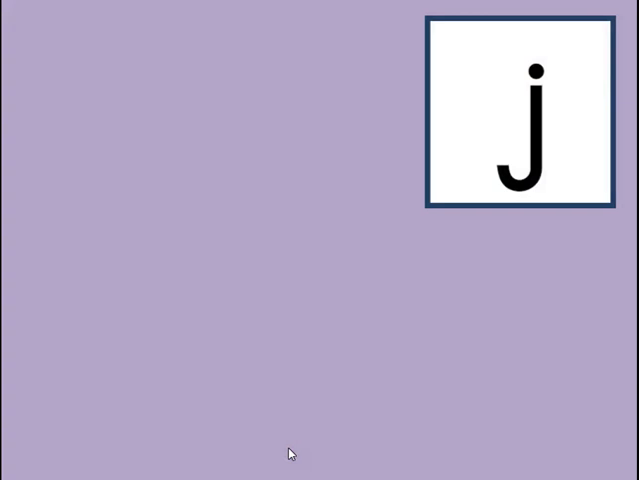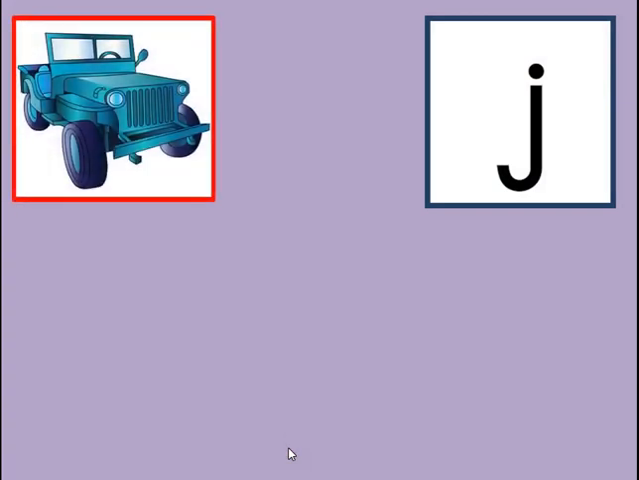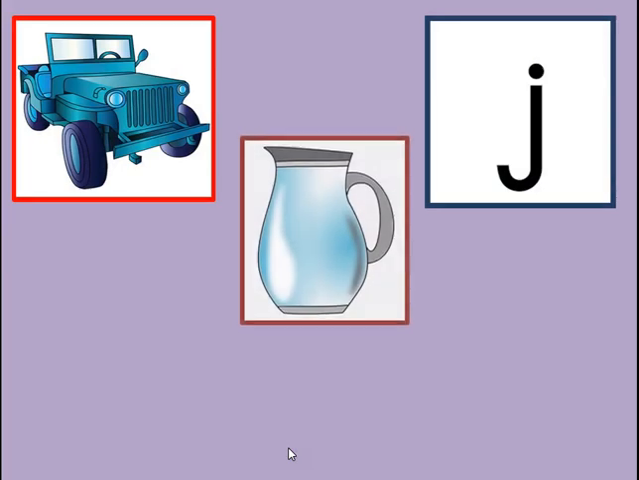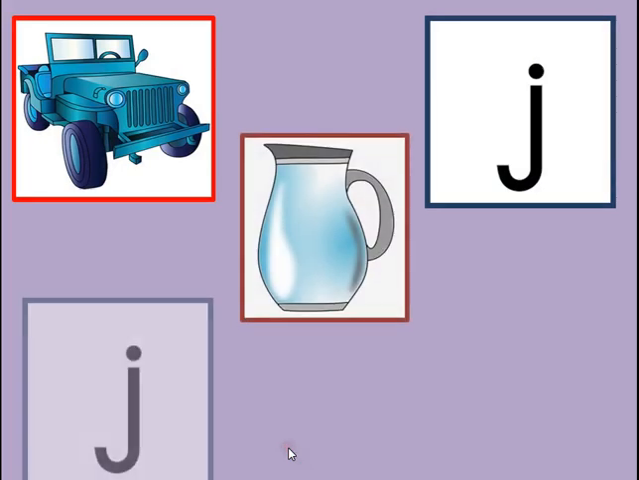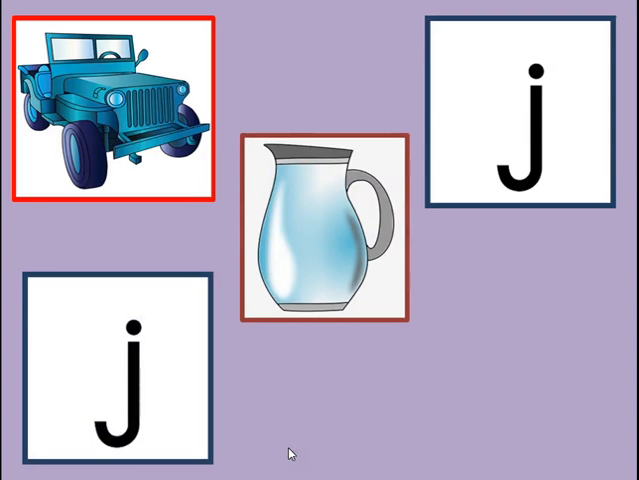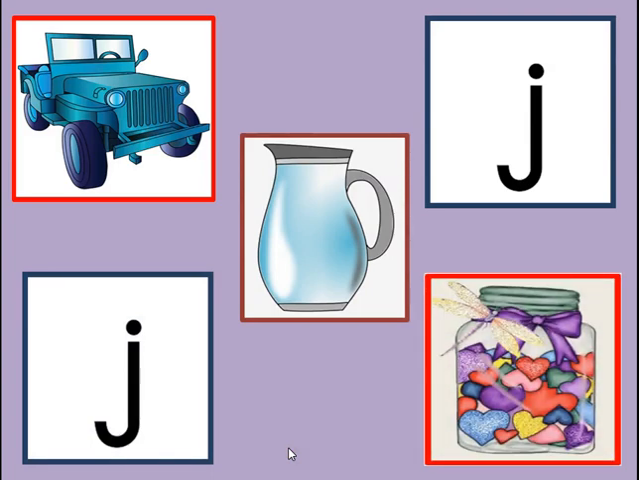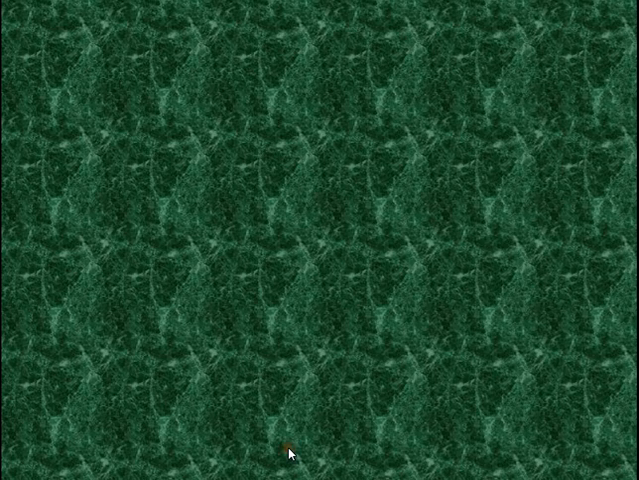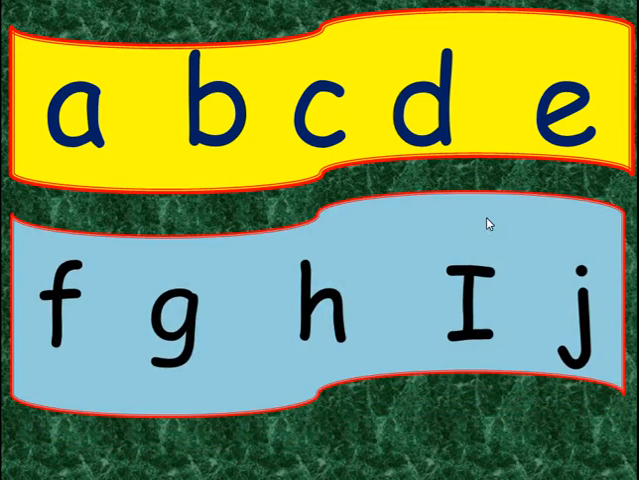This is the letter J. Jeep. Jug. This is the letter J. Jar. Let's revise our previous letters. Repeat after me. A, B, C, D, E, F, G, H, I, J.